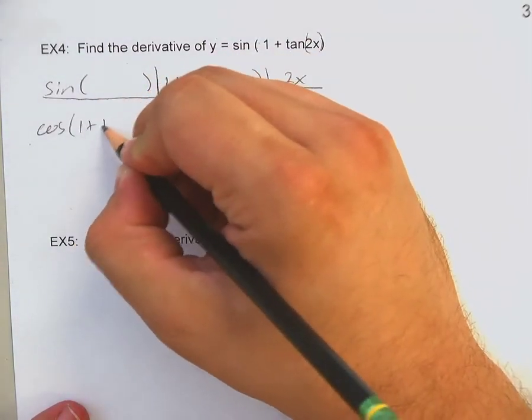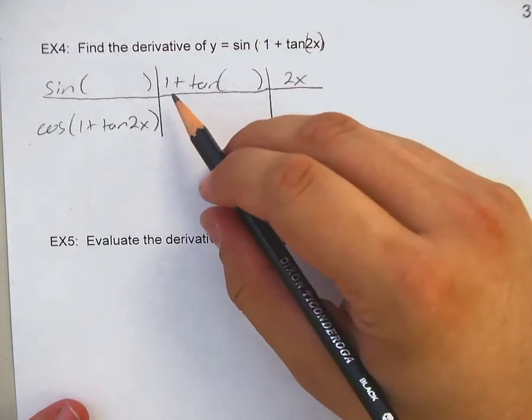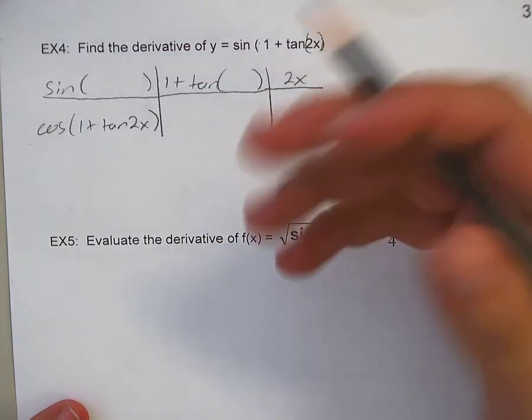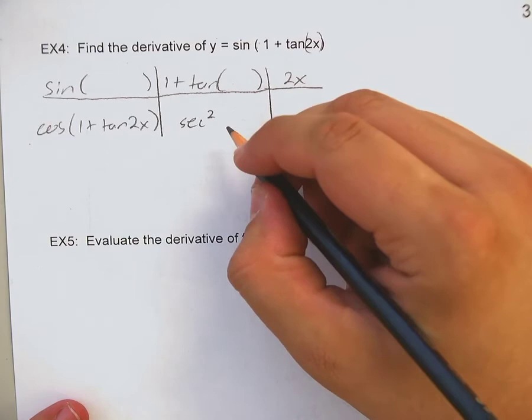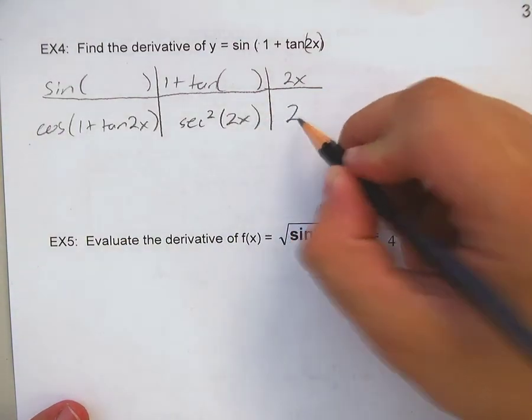1 plus tangent 2x. Derivative of the chocolate, 1 plus tangent. Derivative of 1 is 0, so that goes away. Derivative of tangent is secant squared. The nut stays the same. And the derivative of the nut is 2.